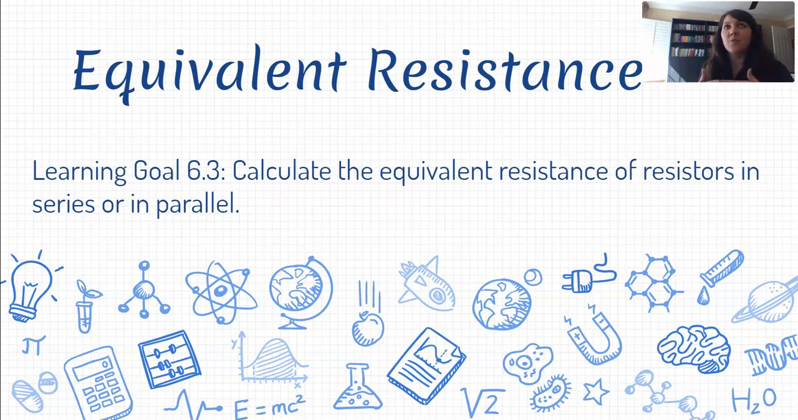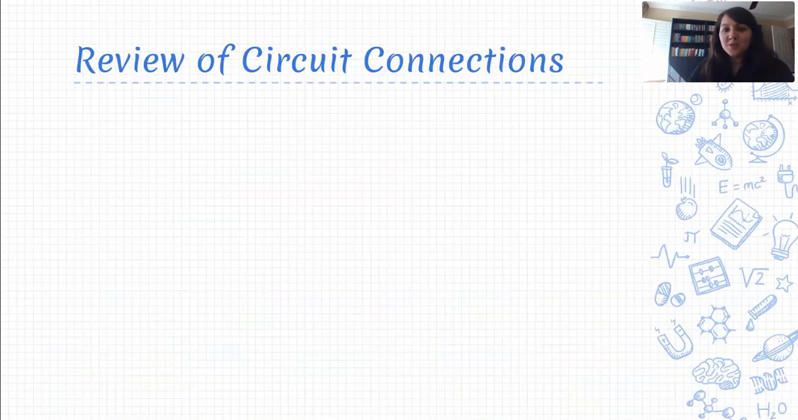and talk about how we can start analyzing current and resistance in circuits that have multiple resistors and multiple devices in them. So just to recap a couple key ideas here. Before we can even dive into this idea of equivalent resistance, we have to be really solid about our understanding of the different ways that resistors can be connected to each other in a circuit. So as a reminder, there are two major types of circuit connections.